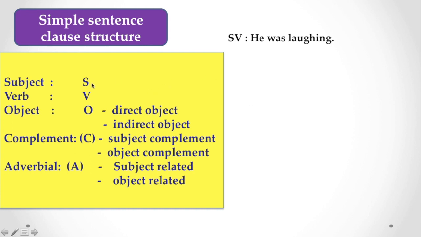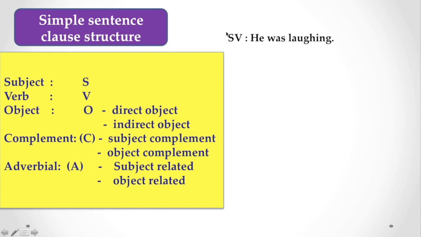Subject, you definitely find a subject in a simple sentence, verb, object, complement, and adverbials. And you find object, maybe a direct object or indirect object. Complement, that is related to subject or object complement, or adverbial, that is related to subject related adverbial or object related adverbial. So when you are going to write a simple sentence, you just follow this structure.